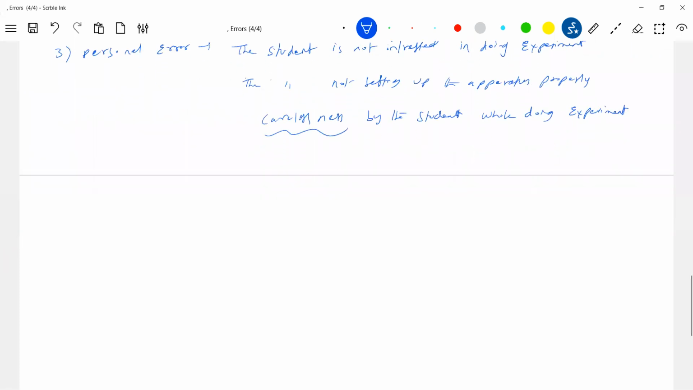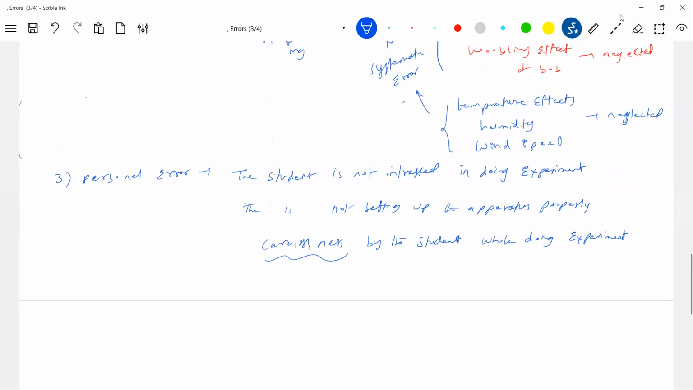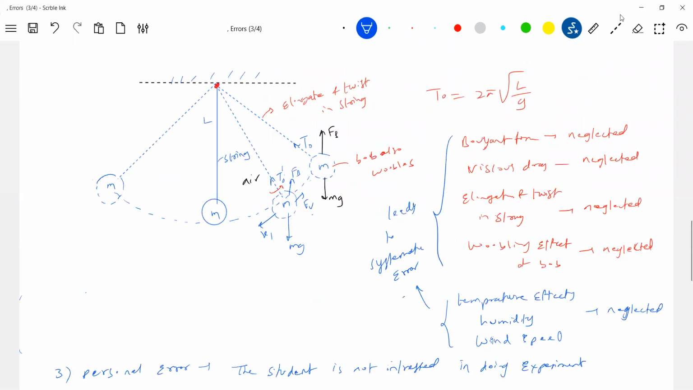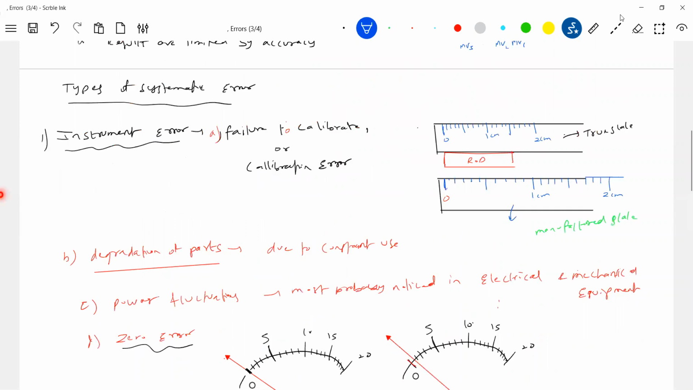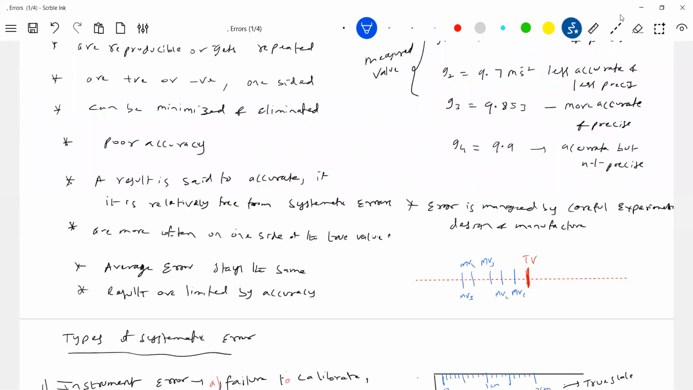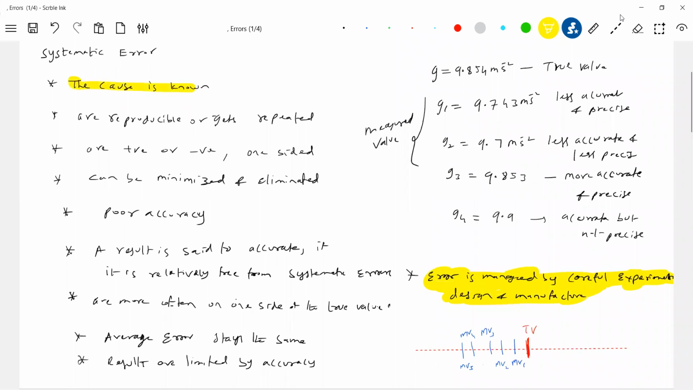Okay, I get this one. So now, in spite of taking care of systematic errors, are you getting it? Error is managed by careful experiment, design and manufacture. I think the last sentence I wrote, managed, I'm telling, managed, is how to manage. Yes, it is possible in our hand. And the reason is known. The cause is unknown. I think these are the two things which I wanted to stress here.